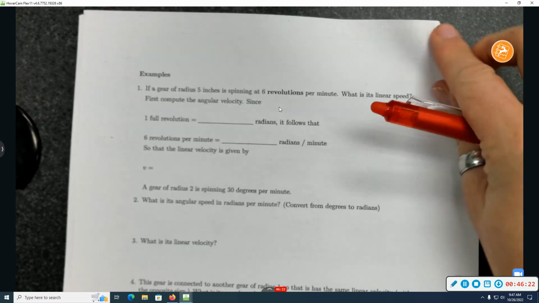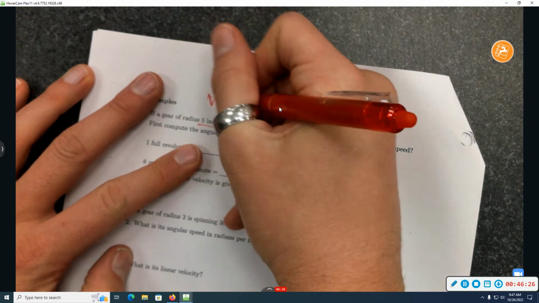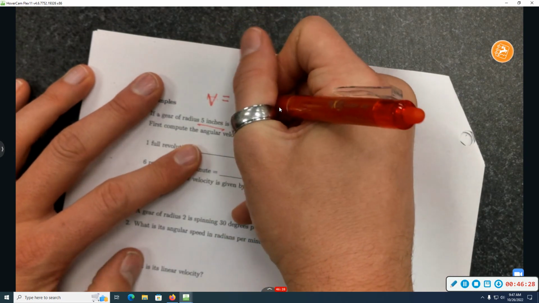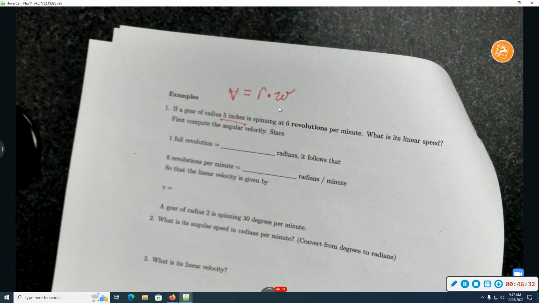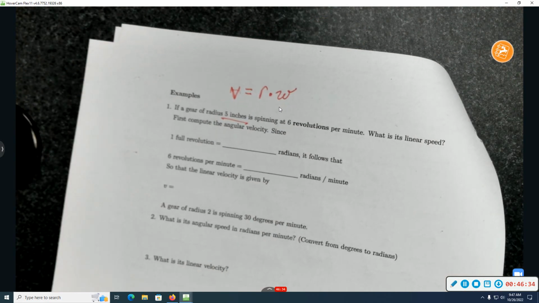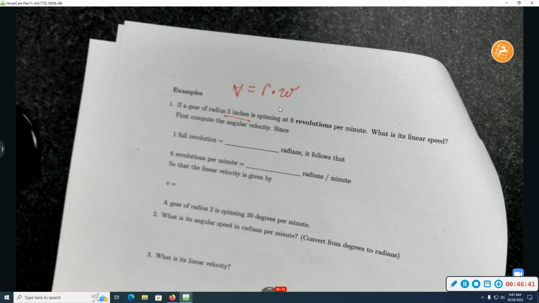So let's suppose you have a gear of radius 5 inches, and velocity is equal to r times omega, spinning at 6 revolutions per minute. Let's try to compute the linear speed of this gear. So first things first, we want to go from angular velocity to linear velocity. That formula does that job, right?